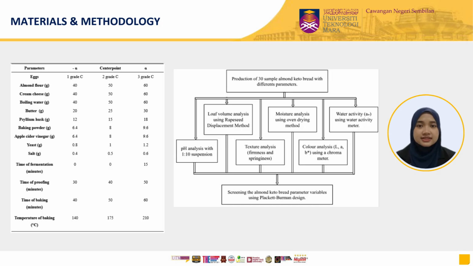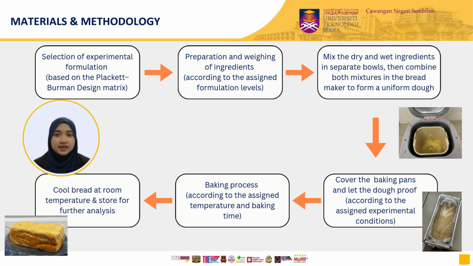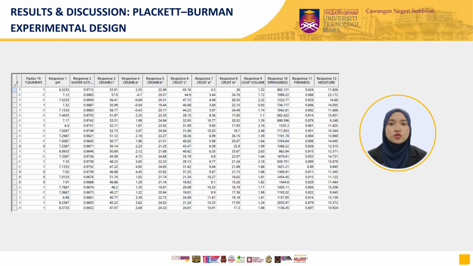The physicochemical analysis performed included loaf volume, pH, moisture content, water activity, texture profile analysis, and color measurement. For the almond keto bread making, the first step is each ingredient was prepared according to the assigned experimental levels. The dry and wet ingredients were mixed separately before being combined in a bread maker to produce a uniform dough. The dough was then proofed according to the assigned proofing time before baking under the specified baking temperature and baking duration. After cooling, the bread samples were analyzed. A total of 24 experimental formulations were evaluated.